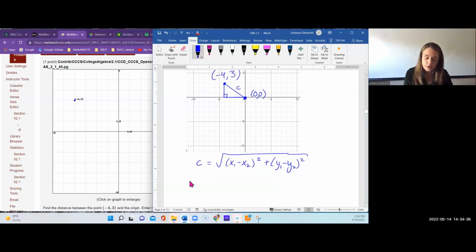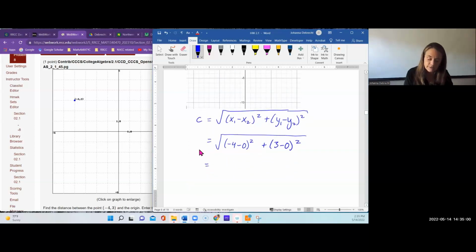Now, what does it mean x1 minus x2? It doesn't matter which order you subtract in, they're squared. So that way, even if it's negative, when you square it, it becomes positive. When you write it out, you get -4 minus 0 squared plus 3 minus 0 squared. The first one gives me a -4 squared, which becomes 16. Maybe I should write out what I get and do it in more steps.